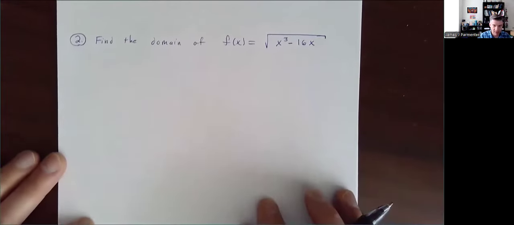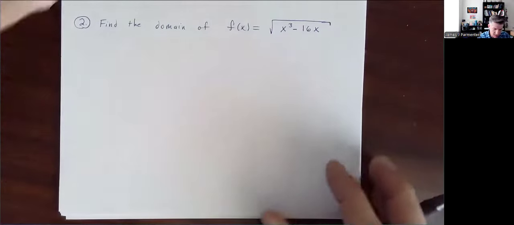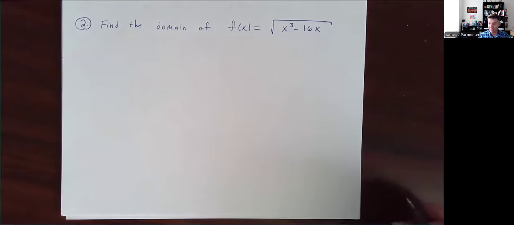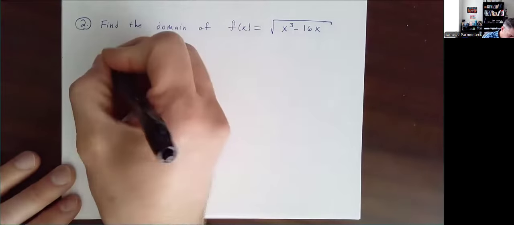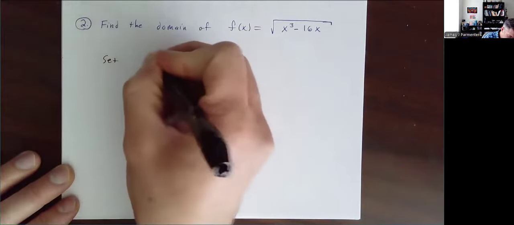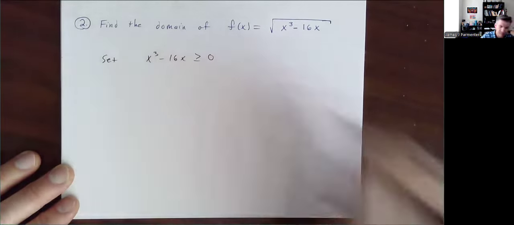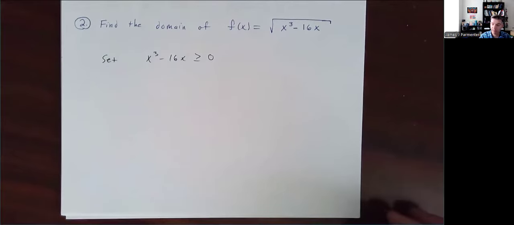So the next one says, find the domain of the square root of x cubed minus 16x. Since it's a square root, or any even root, we're just going to start by setting the inside to be greater than or equal to 0. And now we're going to factor.